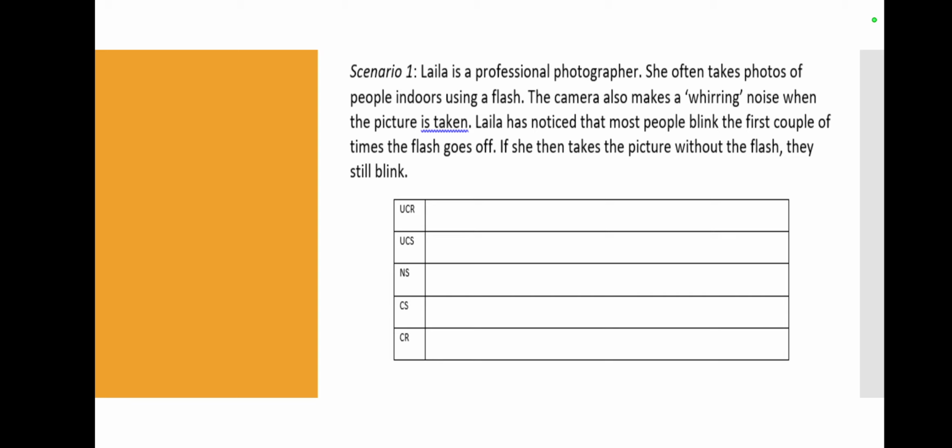So the first example in your booklet is Lila is a professional photographer. She often takes photos of people indoors using a flash. The camera makes a whirring noise when the picture is taken. Lila has noticed that most people blink the first couple of times that the flash goes off. If she then takes a picture without the flash, they still blink. So, just before I put the right answers up, just have a read of it. You might want to annotate that, see if you can figure out the pack of 5 terminology before I give you the answer. So maybe just have a quick think of it, pause it.